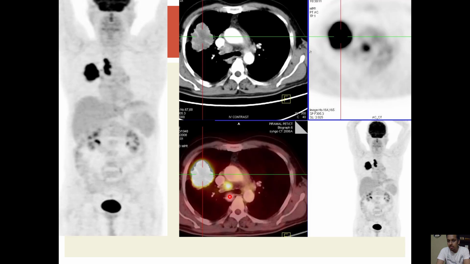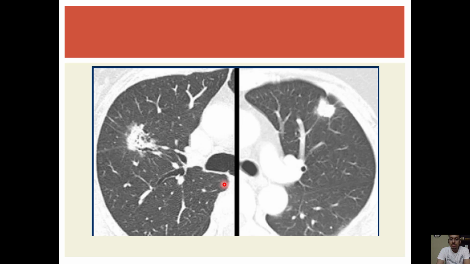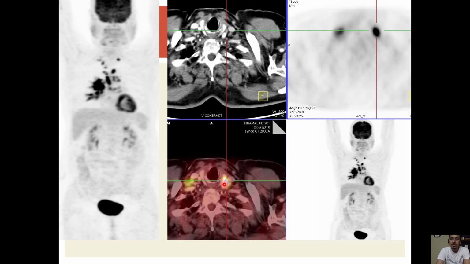There is an ipsilateral mediastinal node. Here also you can see the ipsilateral mediastinal node. There is an enhancement on positron emission. Here you can see that the cervical nodes are also taking up the FDG.